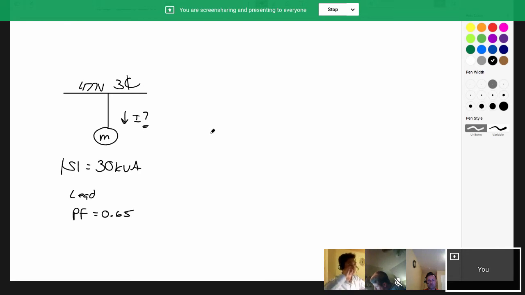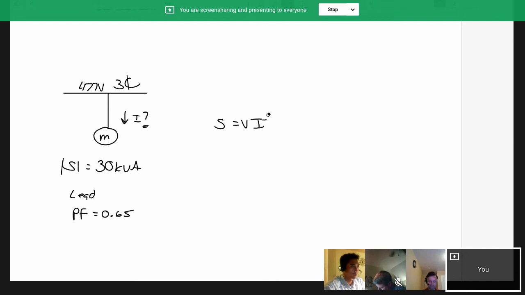How about what formula? S is equal to V I conjugate. Is this a complex number or are these magnitudes? Just use magnitudes for now. If they're magnitudes, we're not going to have our conjugate, right? No angle. Okay, perfect.